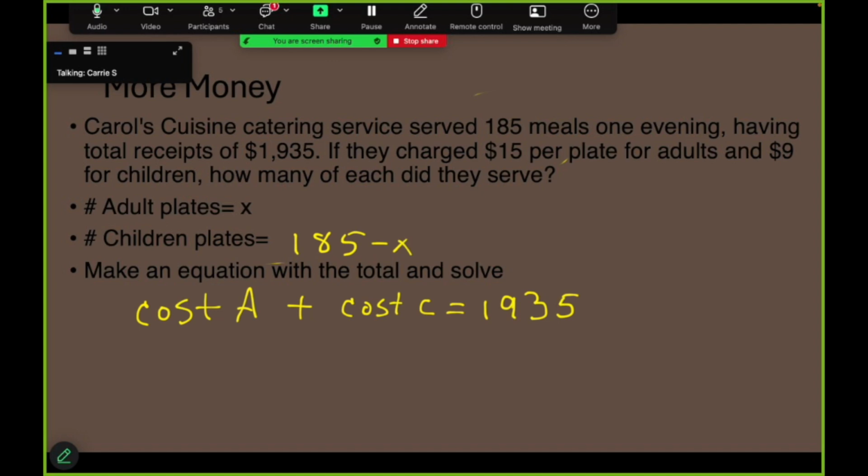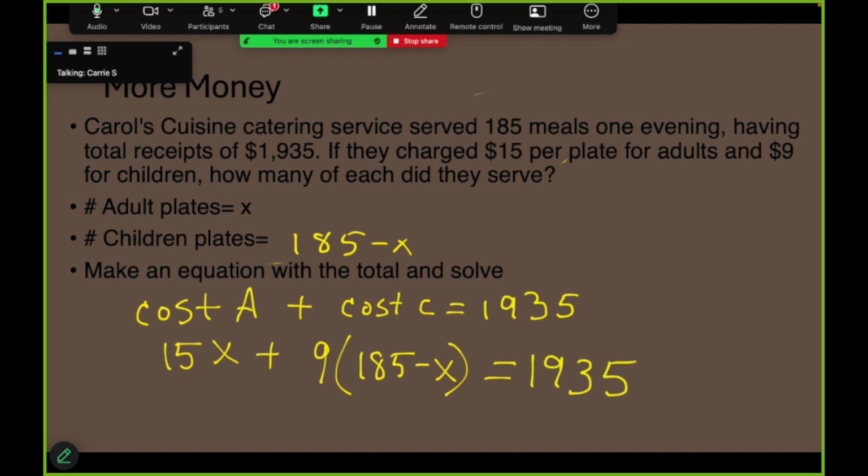How much did she make on every adult? $15. $15 times the number of adults. How much did she make on the children? 9 times 185 minus X. Very good. Equals a total of 1935. This is why we learned how to do the distributive property a long time ago, so we could do problems like this.